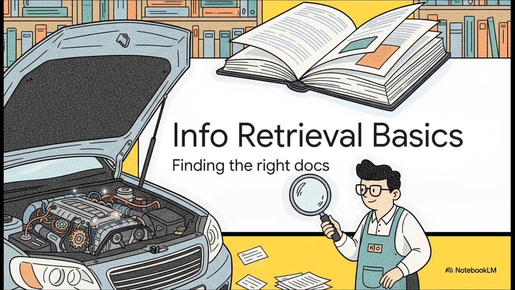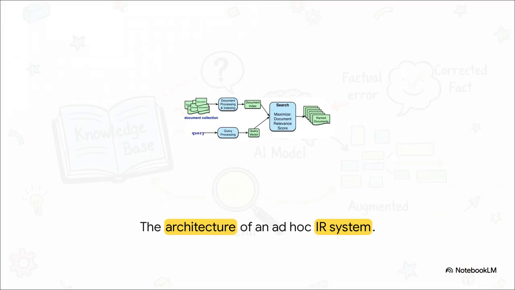All right, section 3, information retrieval basics, or how we actually go about finding the right docs. Let's take a look at the high-level architecture of what we call ad hoc retrieval. Over on the top left, you start with a massive collection of documents. I mean, this could literally be the entire web, or maybe just your company's private server. All of that gets processed into a massive document index.